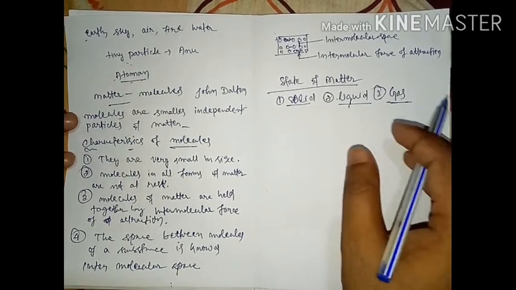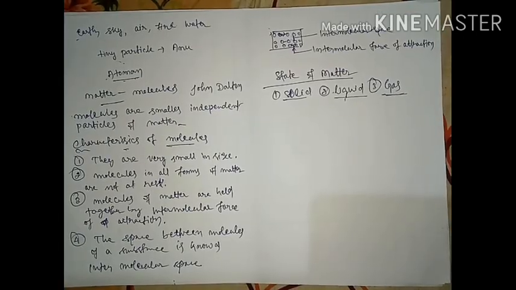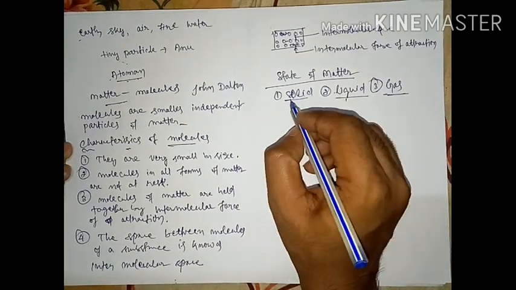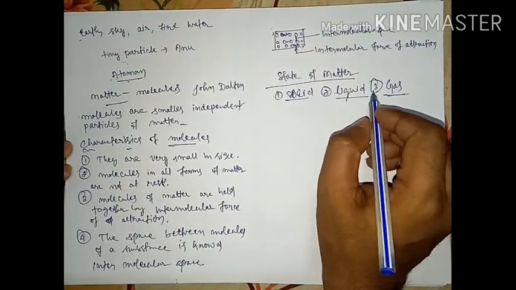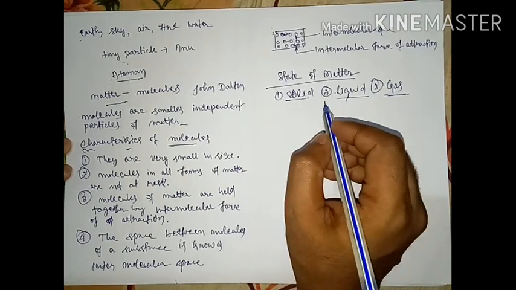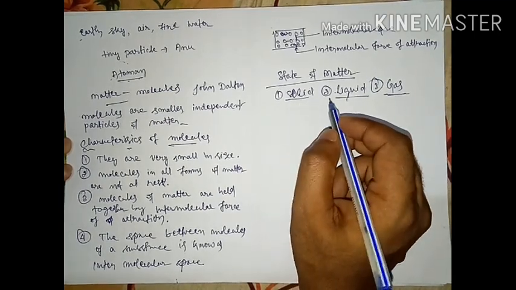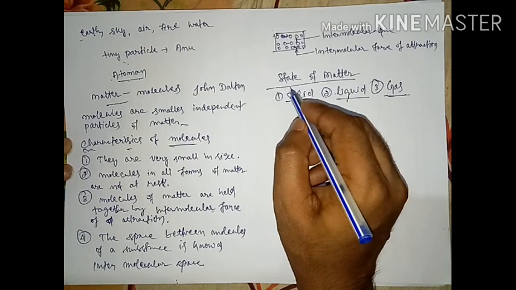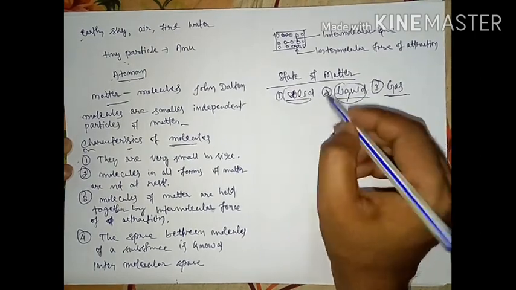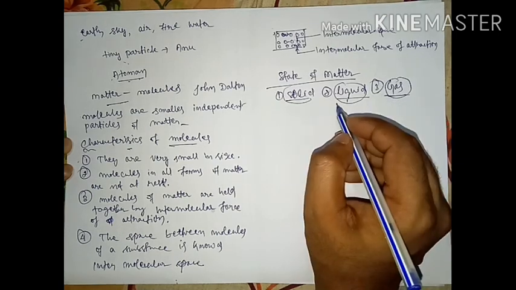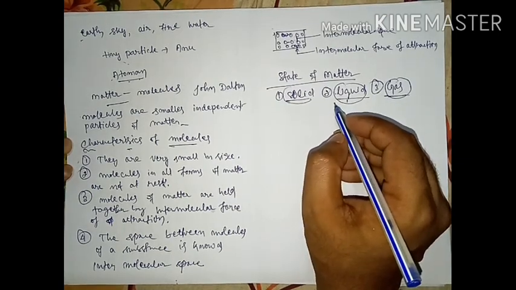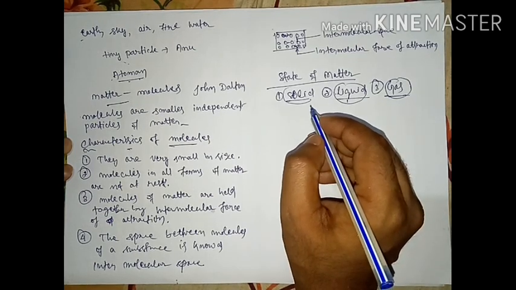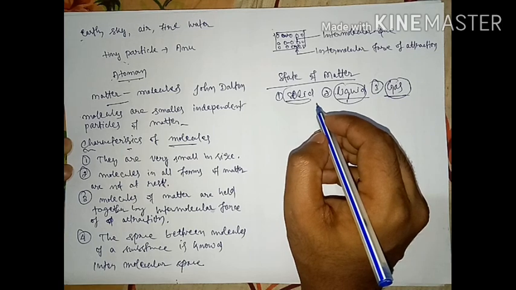Okay, so now we are going to discuss the three states of matter: solid, liquid and gas. These three states of a substance depend upon three factors. Whether the substance will be solid, liquid, or gas depends upon those factors.